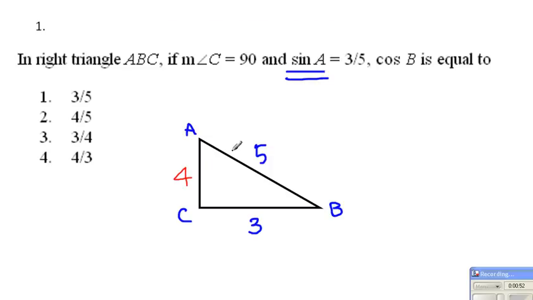Now, from angle A, cosine of angle B, notice, that means we have to look at this angle. Cosine of angle B would have been 3 over 5 once again. Therefore, the answer will be choice number 1. All right, let's continue for number 2.